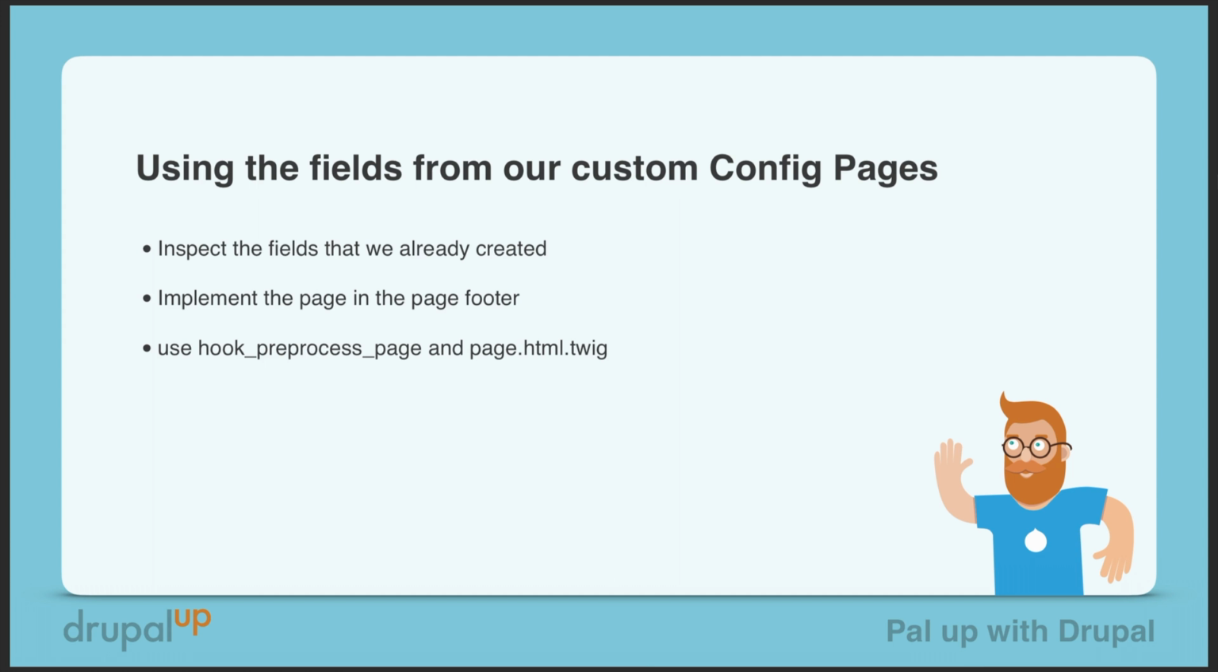We're going to be using the fields from our custom config pages. We're going to inspect the fields that we already have. We're going to implement those fields inside of the page footer, and for that we're going to be using the hook preprocess page and page HTML tweak template.